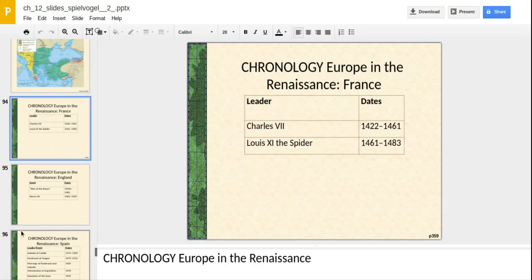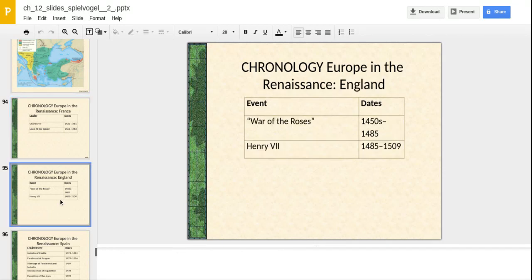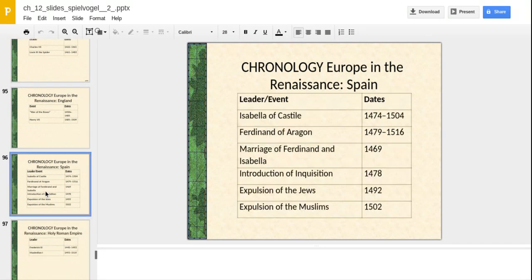Here's some chronology for France. Charles VII, and then Louis XI, the Spider, who is going to really take firm control of the Estates General. In England, you have the War of the Roses, which will lead to Henry VII taking power from the nobles, taking their armies from them.